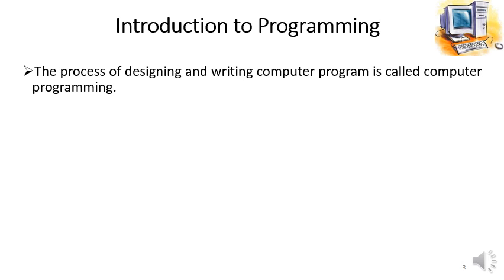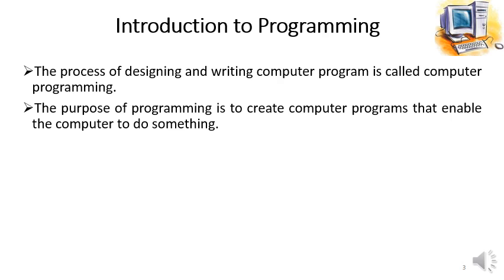The process of designing and writing computer programs is called computer programming. This is the simple definition of computer programming. The purpose of programming is to create computer programs that enable the computer to do something. Every program is written for a specific purpose, so just to make the computer capable of performing that specific function, or to accomplish that specific task, we write computer programs.